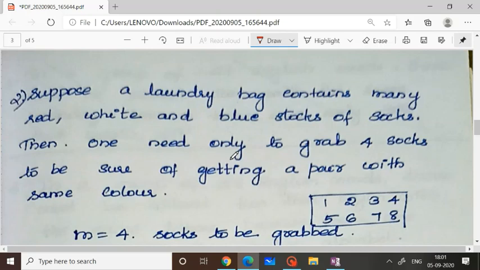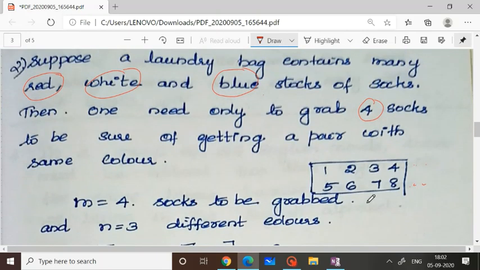So there are 3 different colors. What are the 3 different colors? Red, white and blue. 3 different colors, and also he has to take 4 socks. We have many socks in a box, but there are mainly 3 varieties, red, white, blue, and we have to take 4 socks out of this. So m is equal to 4, and n is equal to, what will you take? We have to take n as the different colors.